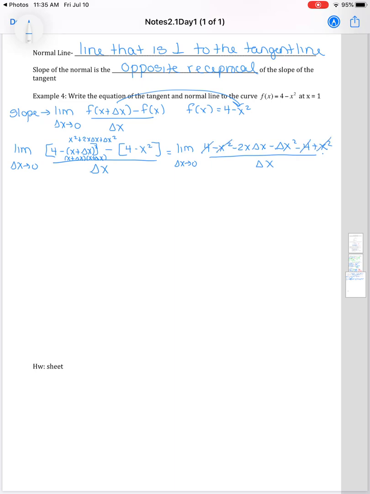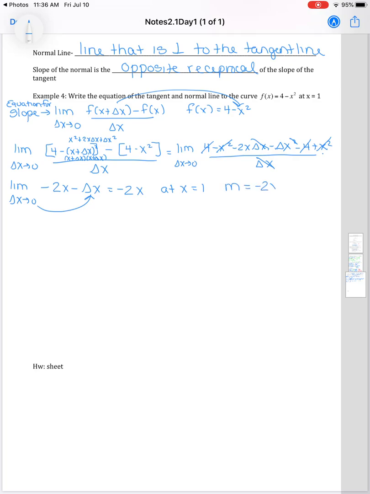And again, if you did it correctly, everything that does not have a delta x should be going away. Everything that remains should have a delta x because that now allows you to cross 1 from each of them out. And you have the limit as delta x goes to 0 of negative 2x minus delta x. 0 goes in, and you get negative 2x. So again, this is the equation for slope. Equation.